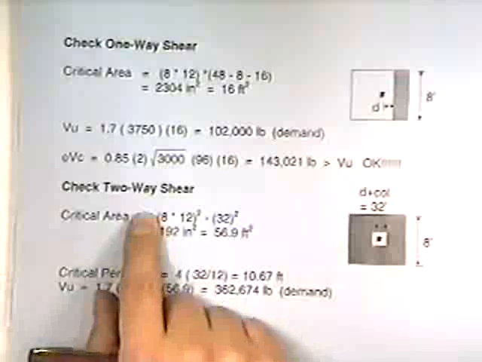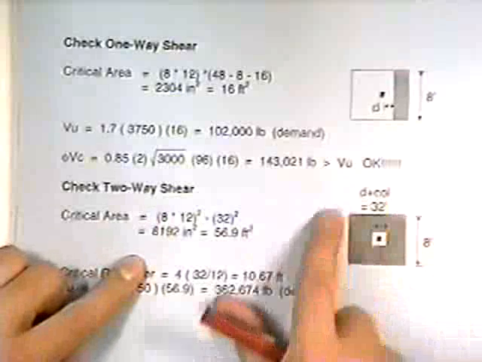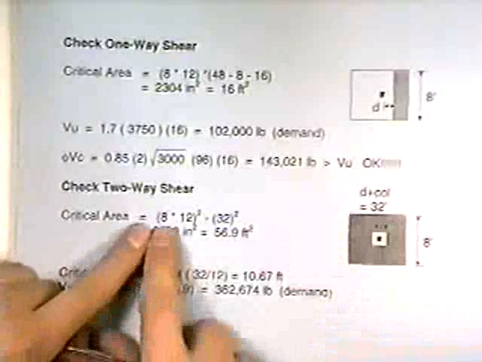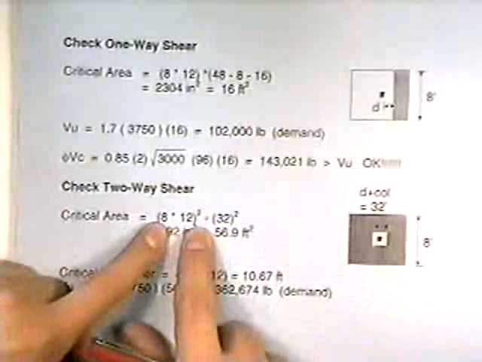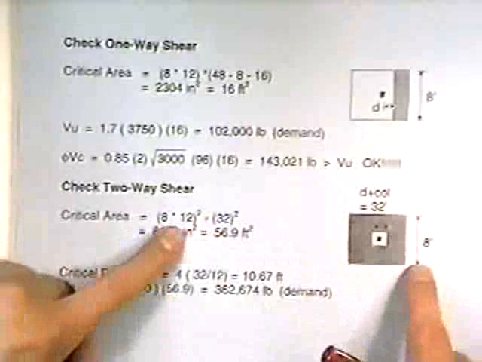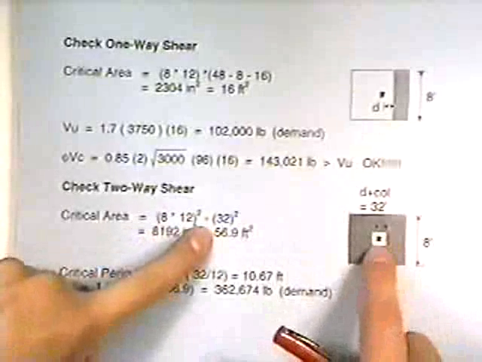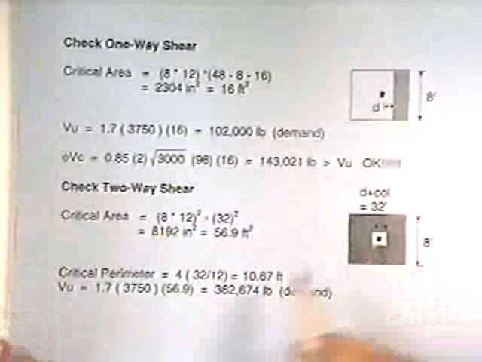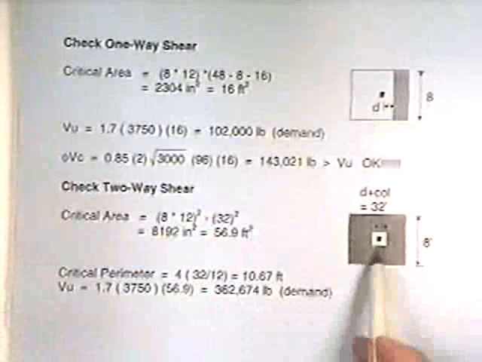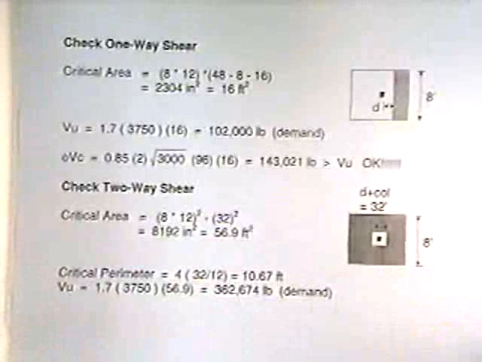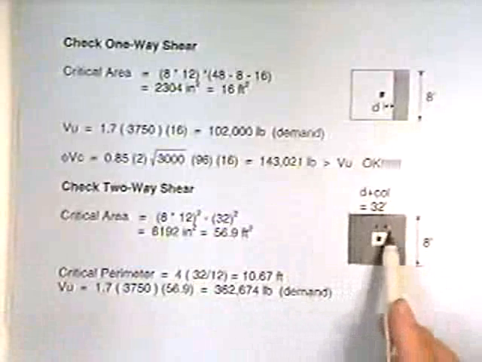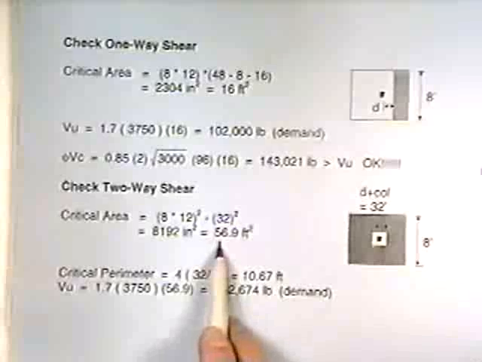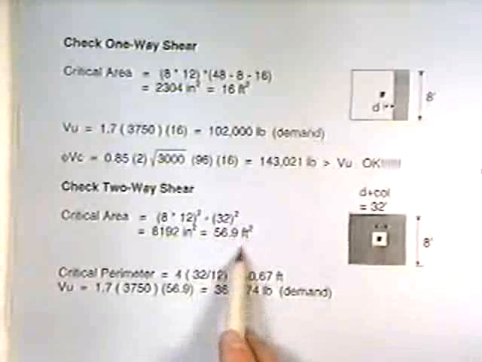Now, how do you check two-way? Again, same thing. You know the uniform loading. You got to find this area that's shaded. Well, what does that equal? It's the full area of the footing, which is 8 times 12, right? So that's one side, it's 96 squared, minus this inner part. Well, what's the inner part? I already told you. It's the column plus half a d on each side of the column. So it's the 16-inch column plus an additional 16 inches. That's 32. So it's a 32 by 32 inch square. So if you subtract that off, what you get is 56.9 feet squared.